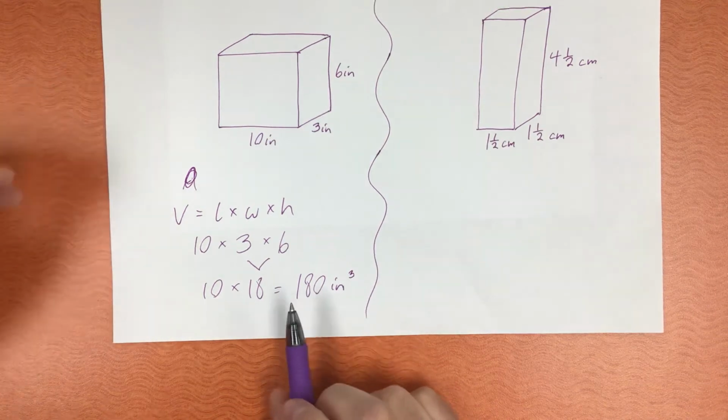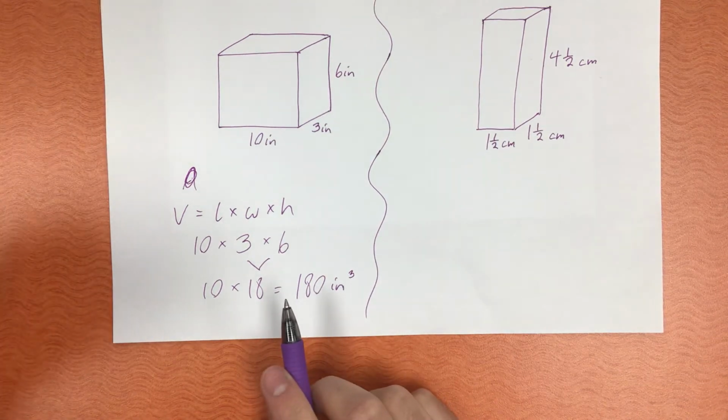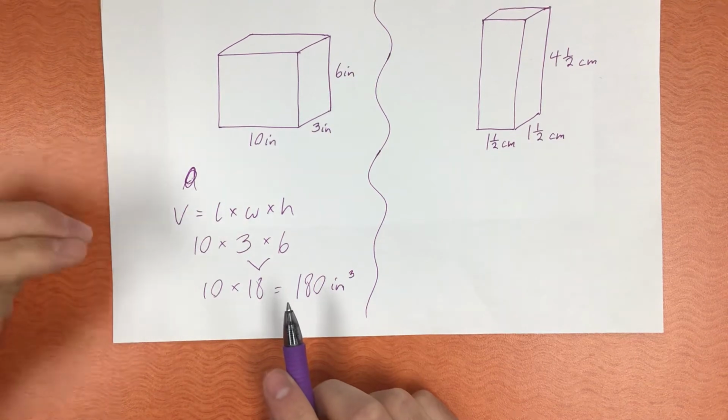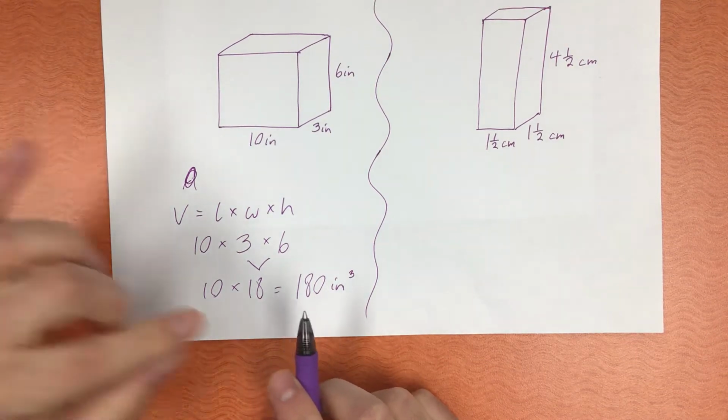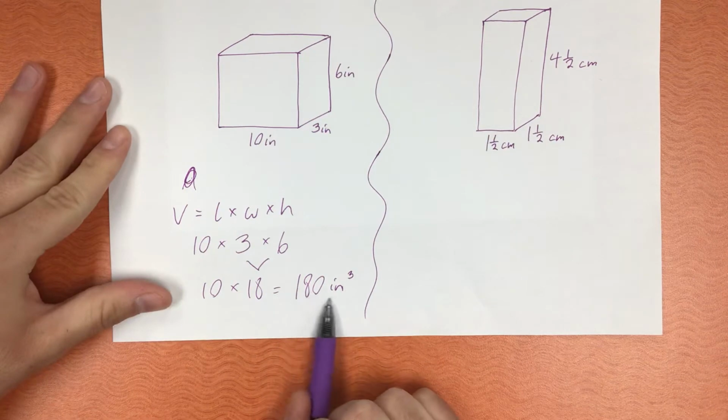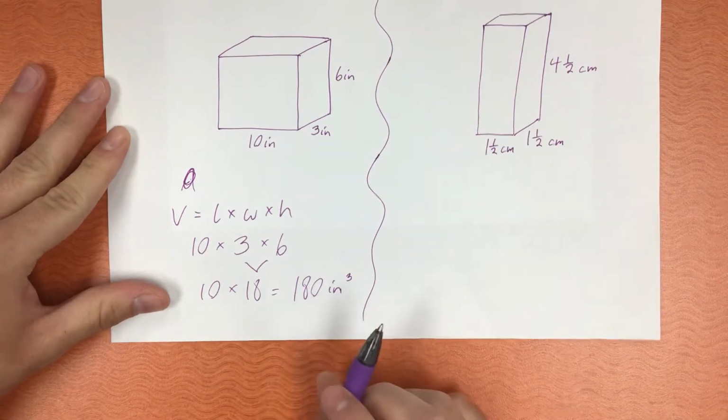A lot of people read the units as meters 2 or m2. That would be called squared, and this would be called cubed. So 180 inches cubed. All right?